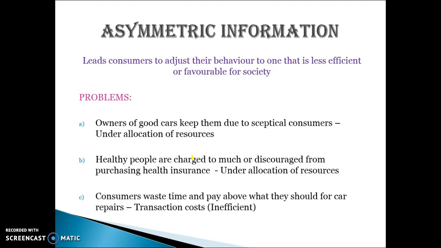So asymmetric information leads consumers to adjust their behaviour to one that is less efficient or favourable for society. So here are some examples of where asymmetric information leads to people adjusting their behaviour. For example, owners of good cars may decide to keep them even though it's in their best interest to sell them to other people. Healthy people may get charged too much for health insurance, so they don't purchase health insurance, which is an example of them not being allocatively efficient because they're not covered. Consumers wasting time when they're servicing their car.